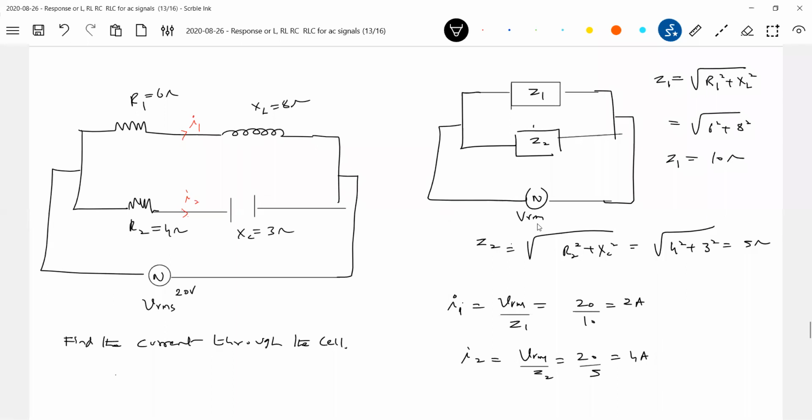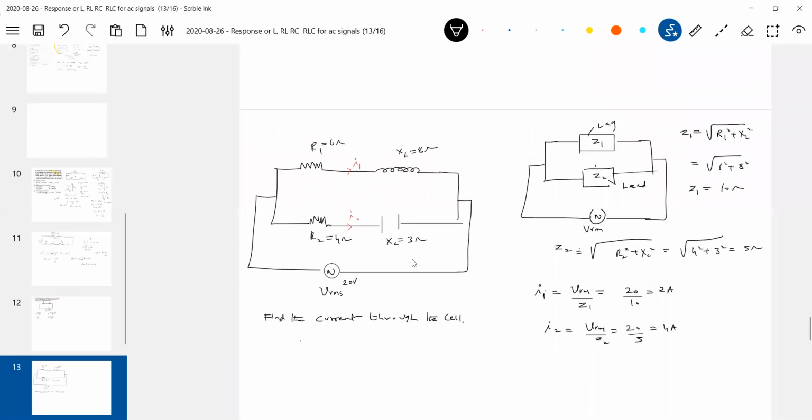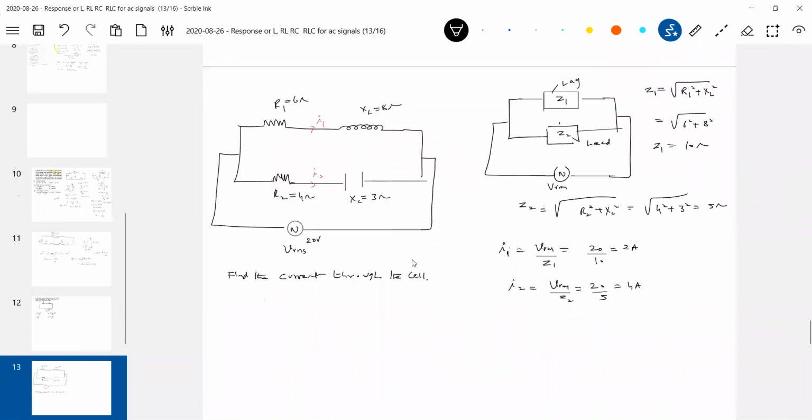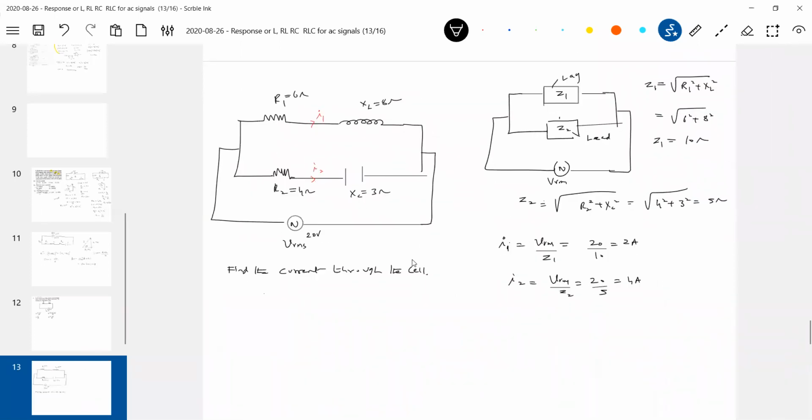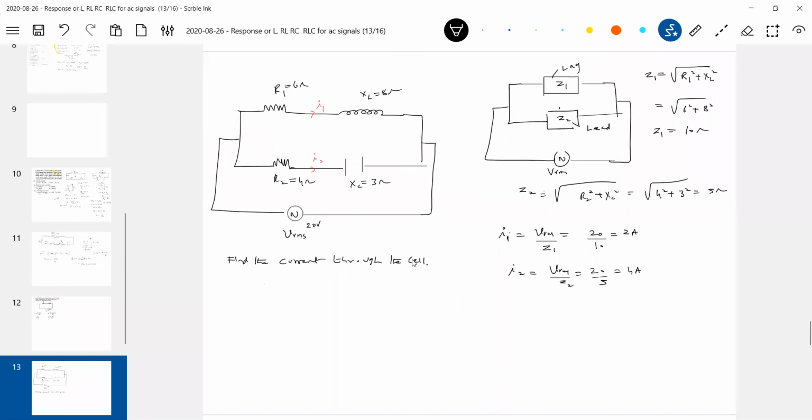Tell me, what is this Z1? Is it a lead or lag? It's a lag, no? And what about this, a lead? So here, what about I1 and I2? Will they have any phase? Let me take VRMS as reference. So directly go for the phasor diagram. Don't waste much time. Treat I1 and I2 like vectors. Let me take the phase angle of VRMS as 0 phase.